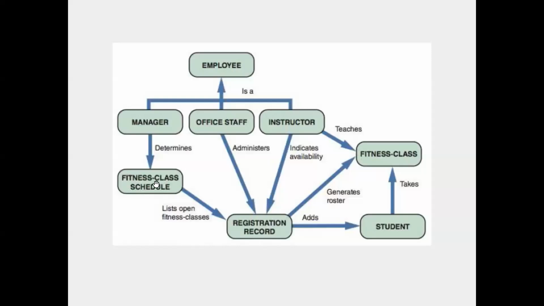And then the fitness class schedule will open up the fitness class, and office staff, administrators and instructor will indicate the availability, which leads to generating the roster as well as adding a student. And then a student will take the fitness class and the instructor will teach the fitness class. So all these arrows, when you create them, indicate the relationships. So that's the first one.